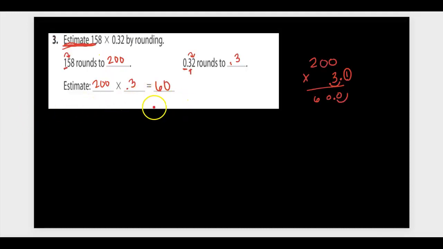And if we go back and look at this one, is this an overestimate or an underestimate? Well, we rounded 158 to 200. That's a big jump, a little less than 50. And then 0.3 stayed the same. So this one would also be an overestimate.